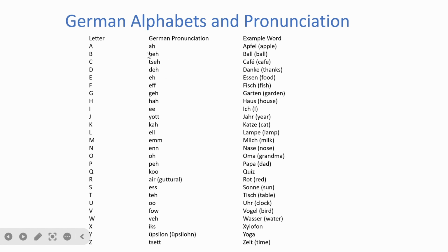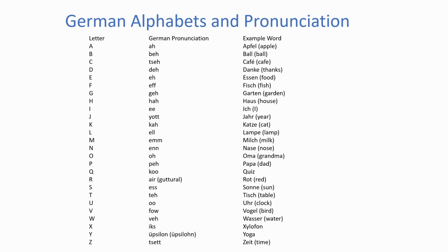C is pronounced as say. The example word for this is Café, as in café in English. Letter D is pronounced as day. The example word is danke. Danke means thanks.